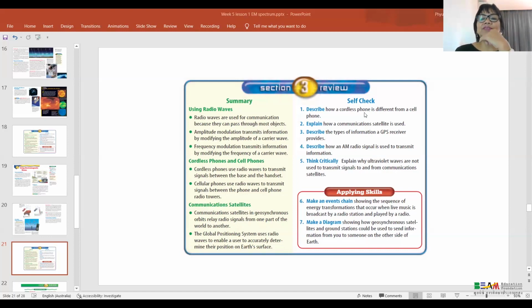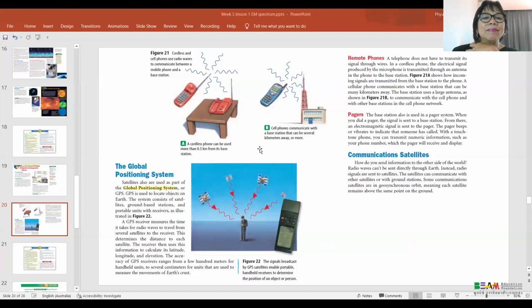Simon, describe how a cordless phone is different from a cell phone. Well, a cordless phone is transmitting radio waves from its antenna to its base, and a cell phone is transmitting signal to the station that is much farther away. So I think that's the difference. The difference is range. If you want to be more specific, for a cordless phone the distance is 0.5 kilometers, that means 500 meters maximum. If the base is inside and you take your phone outside, you won't be able to use it. A cell phone is different.